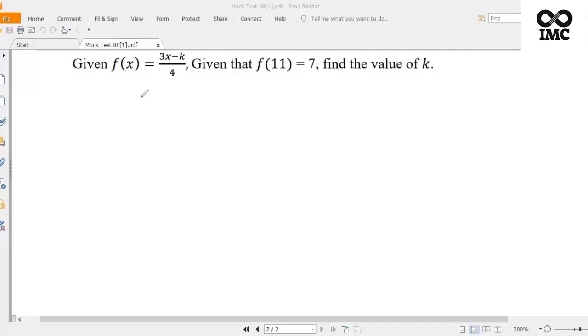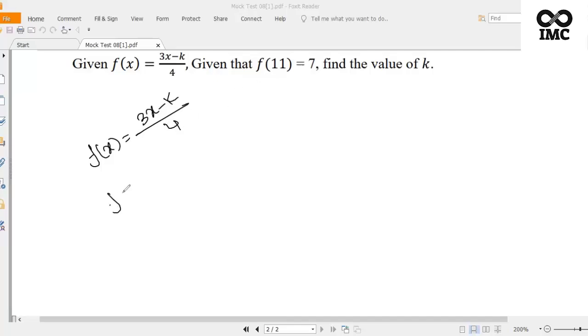Here the question says, given f of x equal to 3x minus k by 4, given that f of 11 equal to 7, find the value of k. So here the function is f of x equal to 3x minus k by 4.